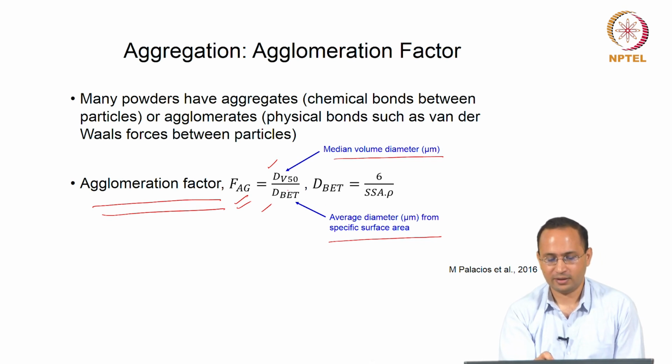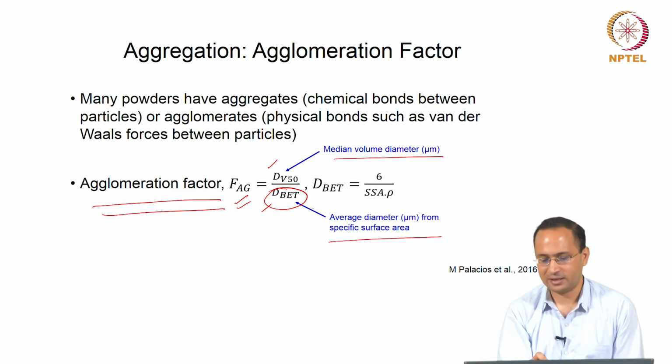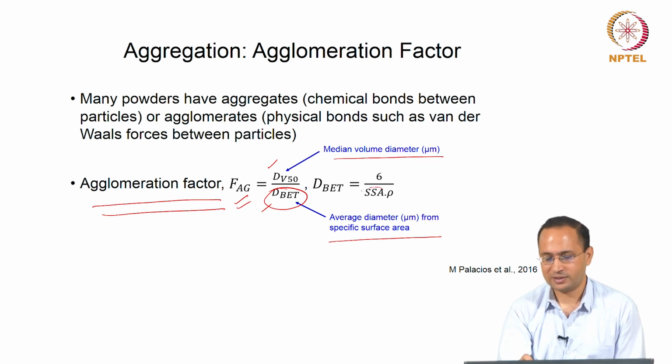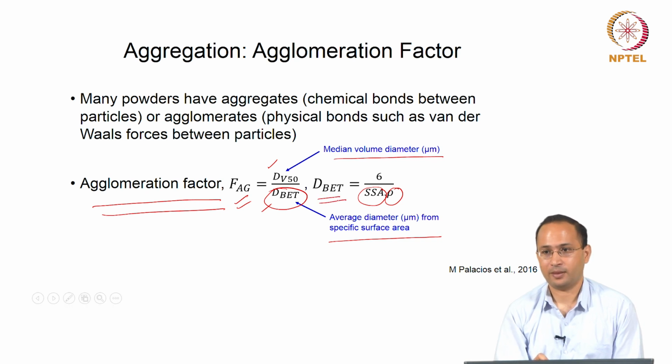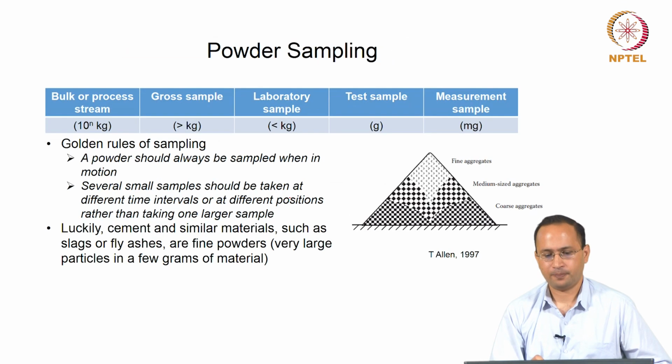This dBET is the average diameter from specific surface area. BET is the theory we use to determine the surface area. Once you know the surface area and the density, we can calculate the diameter, okay. So, this ratio can be used to define the extent of agglomeration, okay.